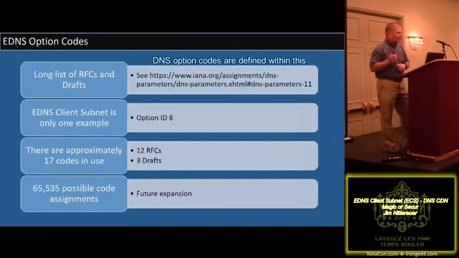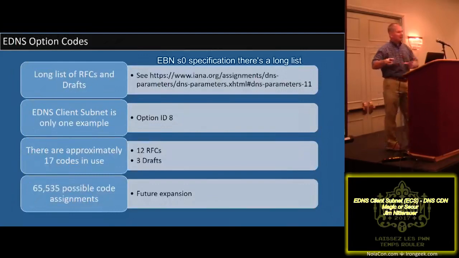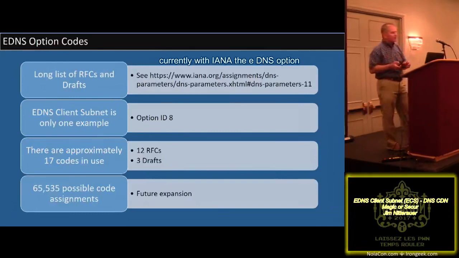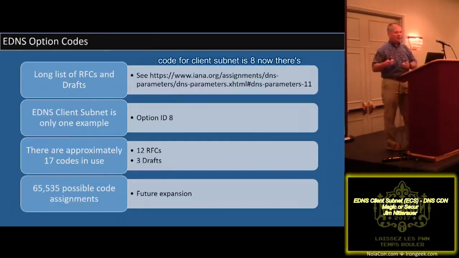So these EDNS option codes are defined within this EDNS0 specification. There's a long list of RFCs, and the next slide shows you some of the ones that are currently in place with IANA. The EDNS option code for client subnet is 8. Now, there are about 12 RFCs in play and about 3 to 4 drafts in the works. And there are some other uses of these option codes that aren't even documented.